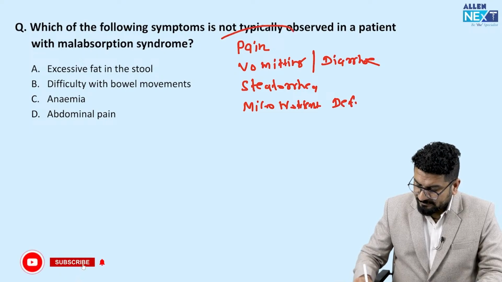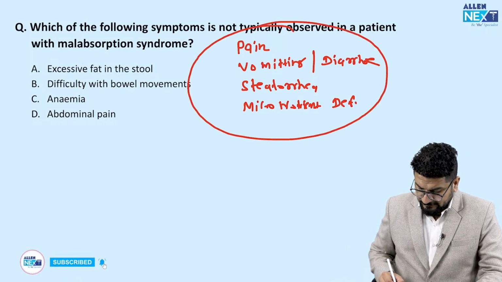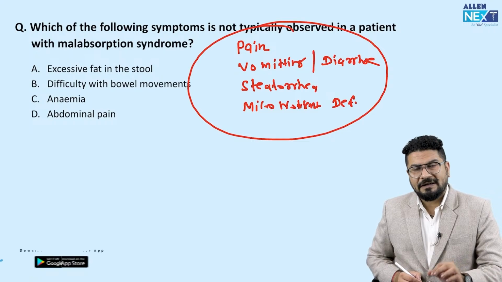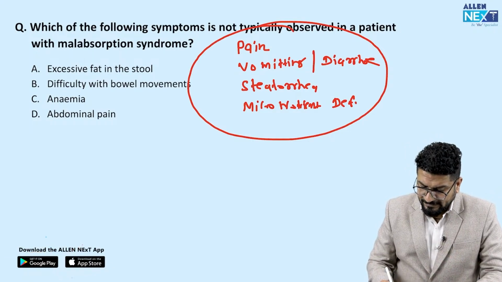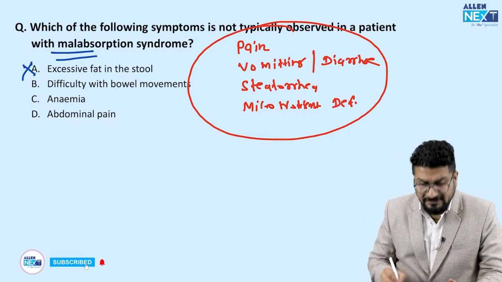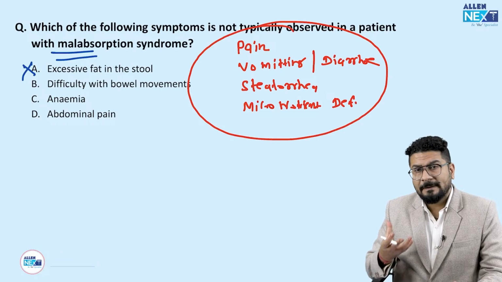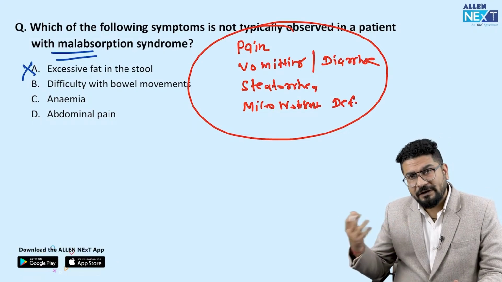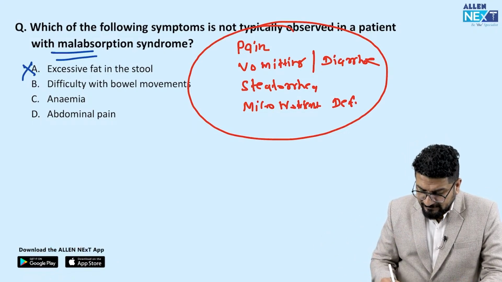So these are common symptoms that we see in any malabsorption. Steatorrhea is defined when stool fat content is more than 7 g%, so stool fat is more. So in malabsorption, you will see excessive stool fat. Anemia, you will see, yes, because there is deficiency of iron, folic acid, and B12. So that's why we can see anemia.